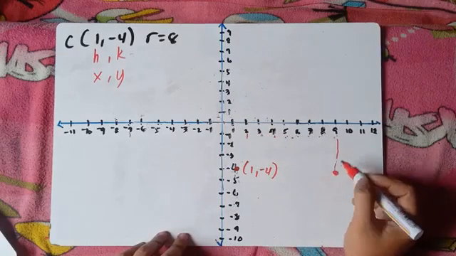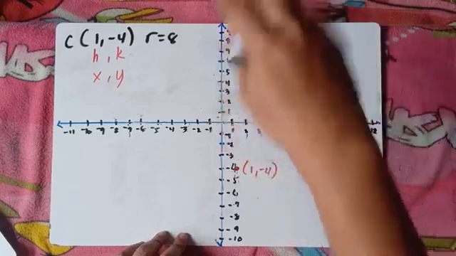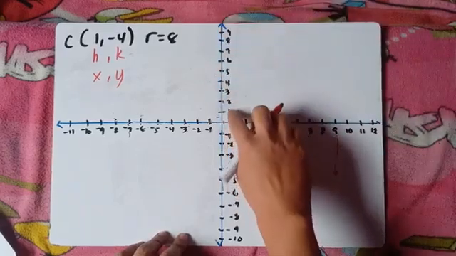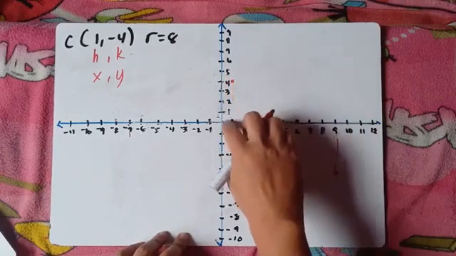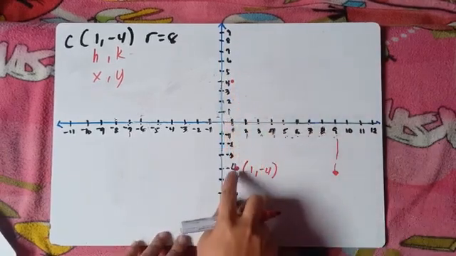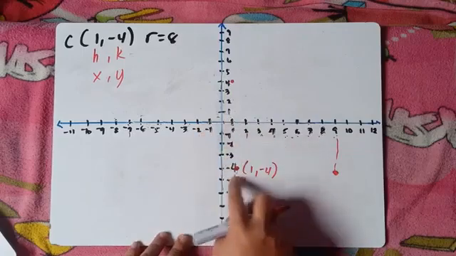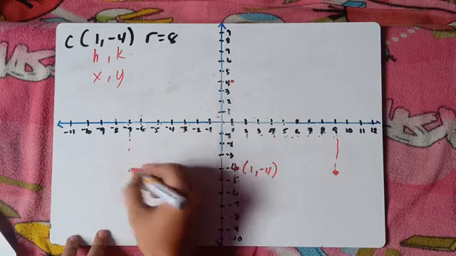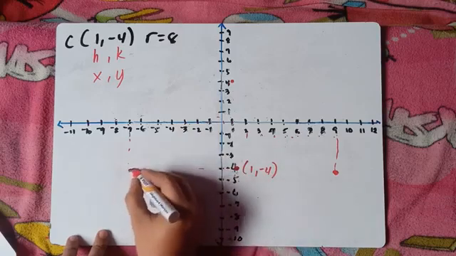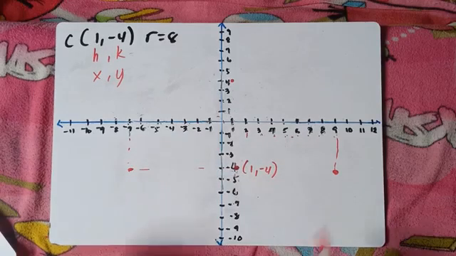So this is the point. You move 8 units upward, 1, 2, 3, 4, 5, 6, 7, 8, including this part. Move 8 units, 1, 2, 3, 4, 5, 6, 7, 8. Alright, and then you connect this one.